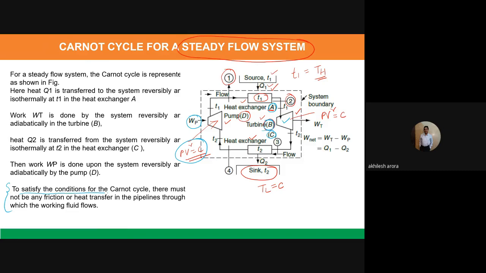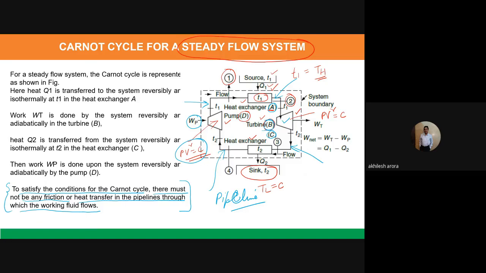To satisfy the condition for the Carnot cycle, there must not be any friction or heat transfer in the pipelines through which the working fluid flows. I have already told you that friction makes a process irreversible. So there should not be any friction when the fluid is flowing in the pipelines. Where are the pipelines? This is a pipeline. This is a connecting pipeline, which is connecting the heat exchanger to the pump. Then this is another pipeline. Then we have this pipeline, and then this pipeline. So there are four pipelines which are connecting the different components of the Carnot cycle.